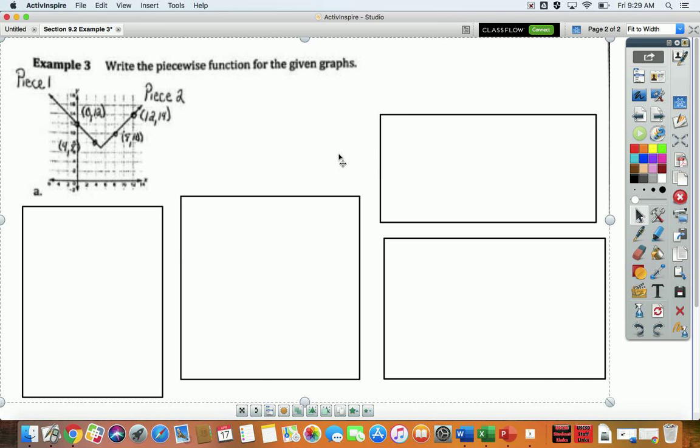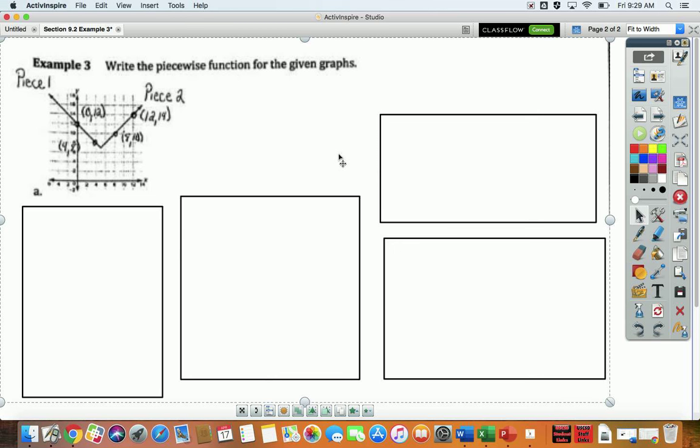Okay, the goal for today is to write the equation for a piecewise function given its graph. The piecewise function that you see here has two parts, two linear functions. What I've done is I labeled one of the pieces piece 1, the other piece 2, so that it's easier for us to talk about how to write the equation for each piece.